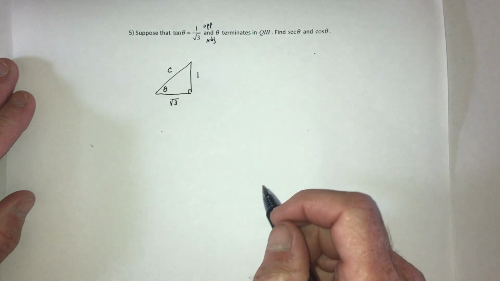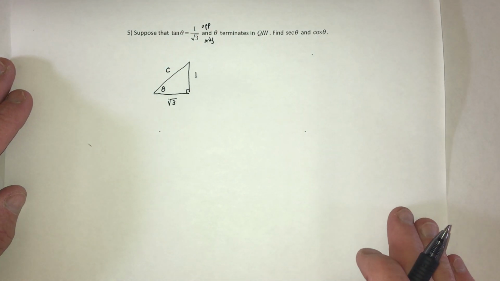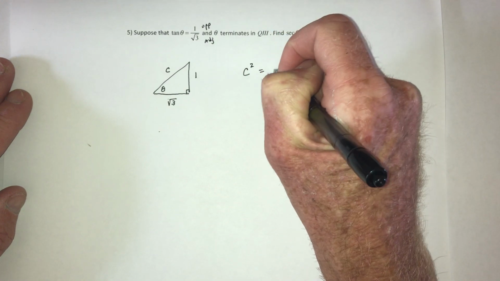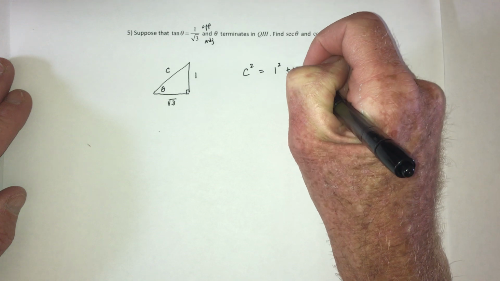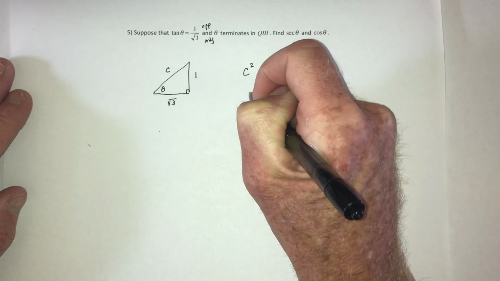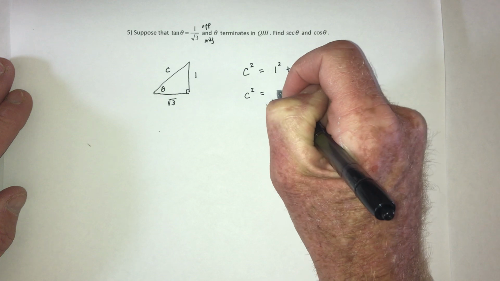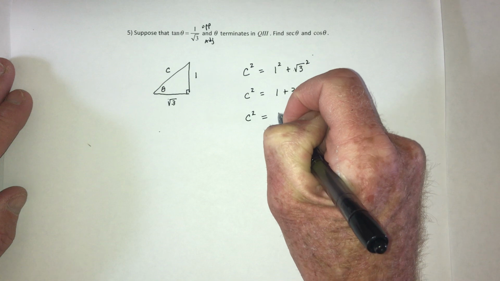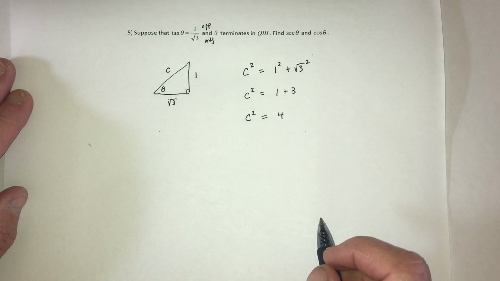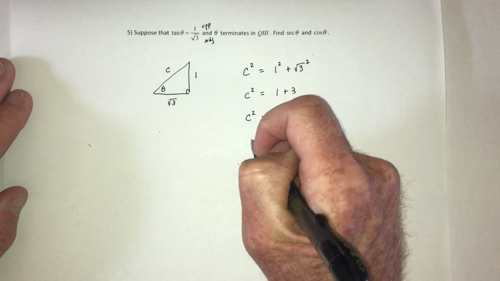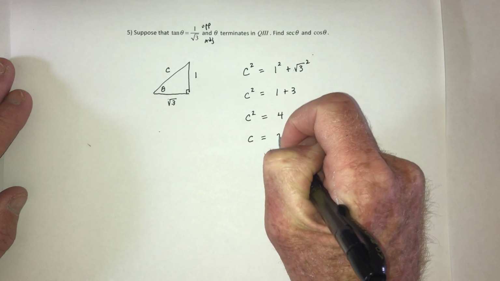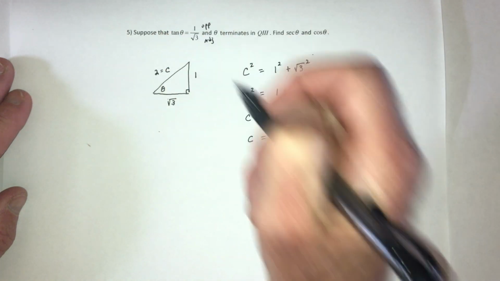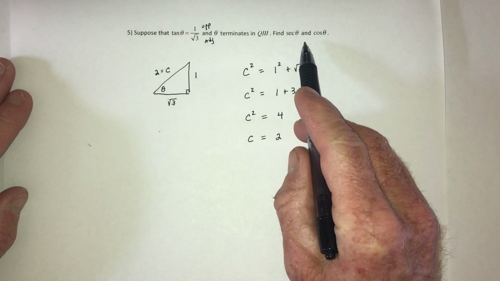And for the hypotenuse, I'll just call it C for right now. Then I could do Pythagorean Theorem, C squared equals 1 squared plus square root of 3 squared. Squaring each one of those gives me a 1 plus 3, or in other words, C squared is equal to 4. Now, of course, you could just take the square root of both sides. C is equal to 2. All right, now I have the 3 sides of the right triangle, so I'm ready to answer this part.